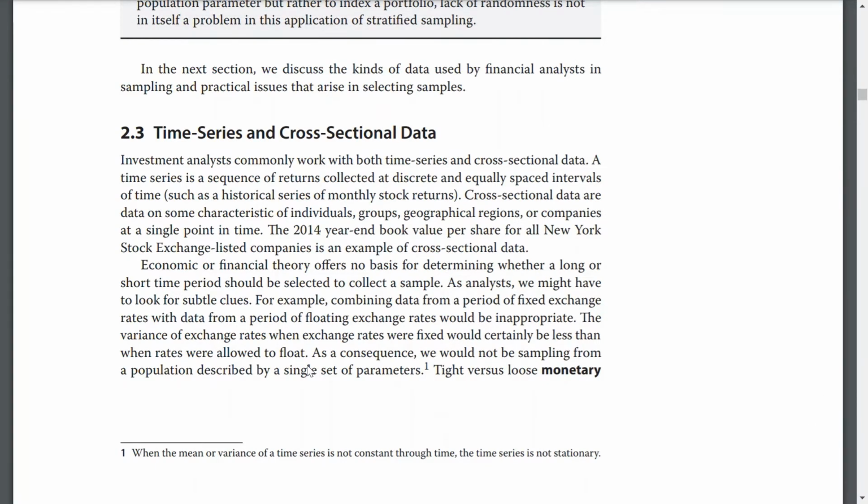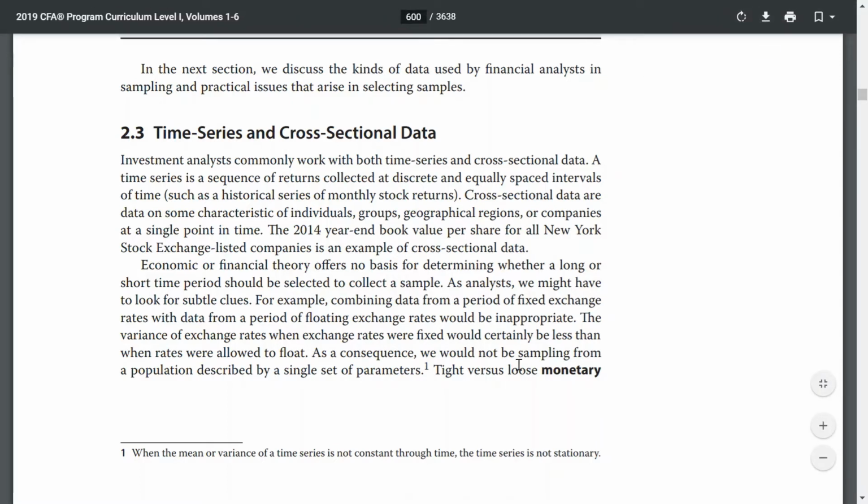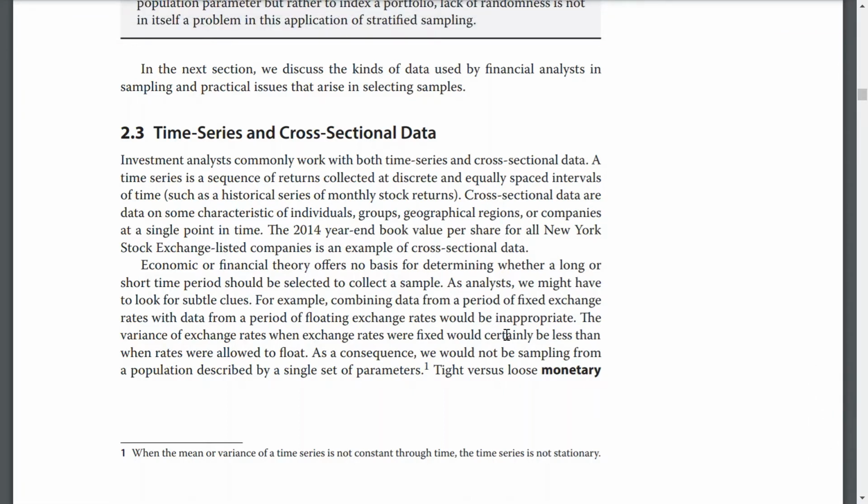2.3 Time series and cross-sectional data. Investment analysts commonly work with both time series and cross-sectional data. A time series is a sequence of returns collected at discrete and equally spaced intervals of time, such as a historical series of monthly stock returns. Cross-sectional data are data on some characteristic of individuals, groups, geographic regions, or companies at a single point in time. The 2014 year-end book value per share for all New York Stock Exchange listed companies is an example of cross-sectional data.